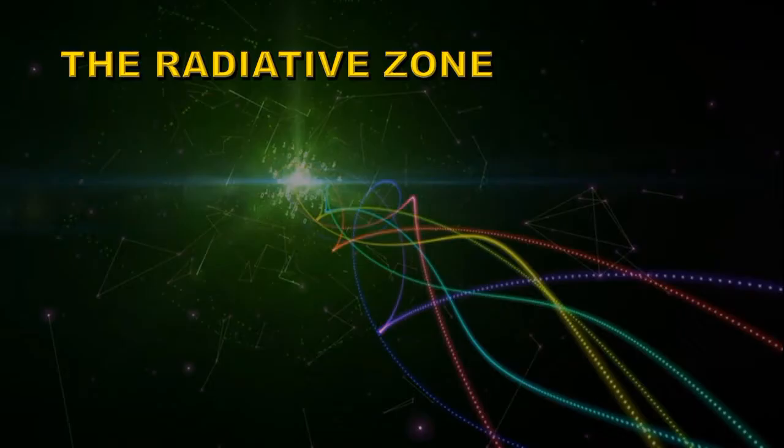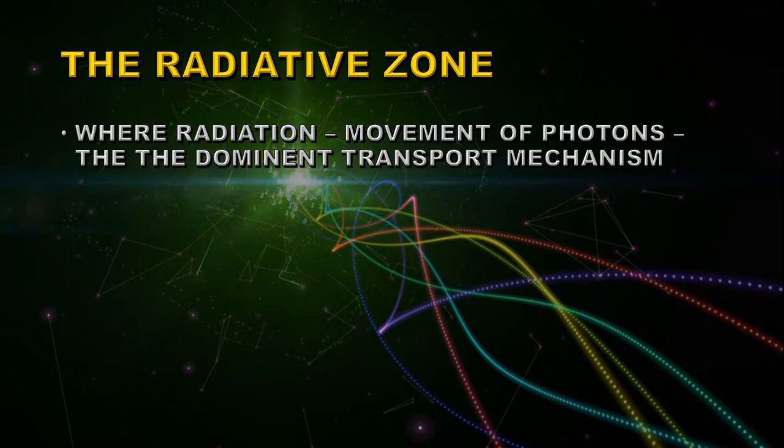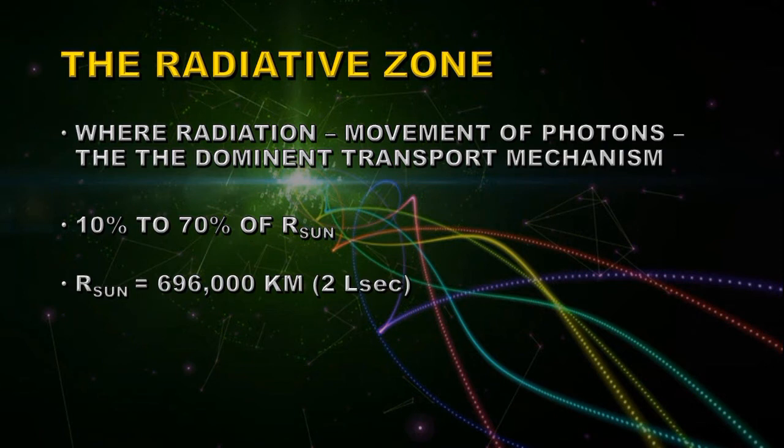The layer immediately above the core is called the radiative zone, and that is because radiation, i.e. photons, is the primary source of energy transport in this zone. So this stretches from 10% of the solar radius to 70% of the solar radius, and the radius of the sun is nearly 700,000 kilometers, and the light travel time for that radius is between 2 and 3 seconds.